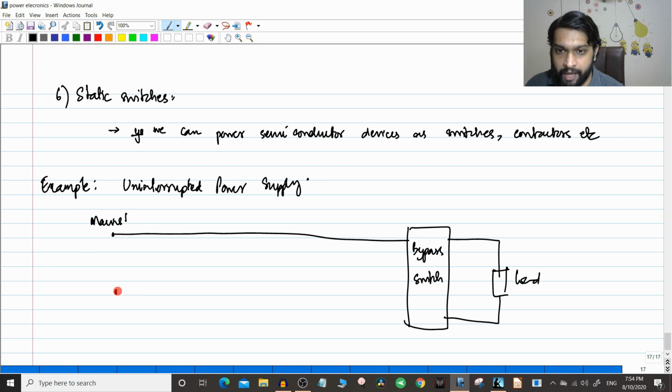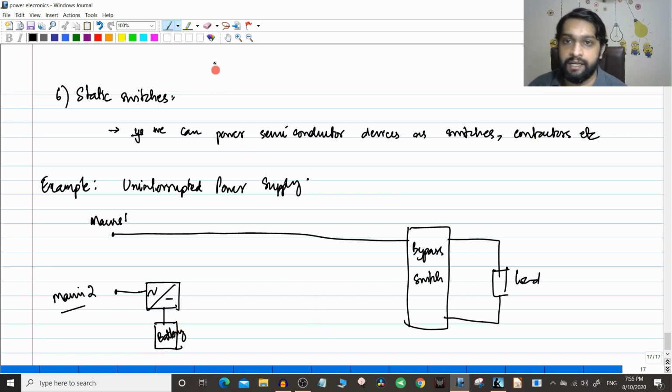Okay. So the next part is the mains 2. Here is where the power electronics part is going to come. So what you are going to do is first rectify it. The input AC is converted to DC, and you will charge a battery bank.